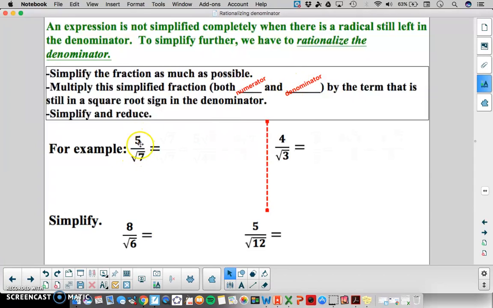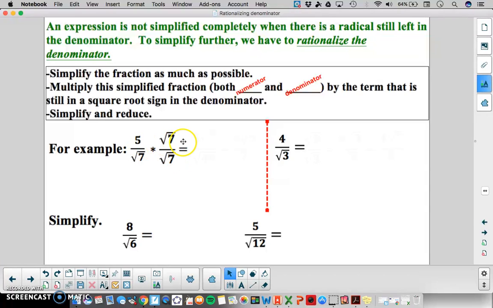So for example, we have 5 divided by root 7. This is not simplified because root 7 is in the denominator of this fraction. So what I need to do is multiply by something that's not going to change the value, but changes what this looks like. So in order to do that, I'm going to multiply by 1. But the 1 I'm going to choose looks a little funny. It's the square root of 7 over the square root of 7.